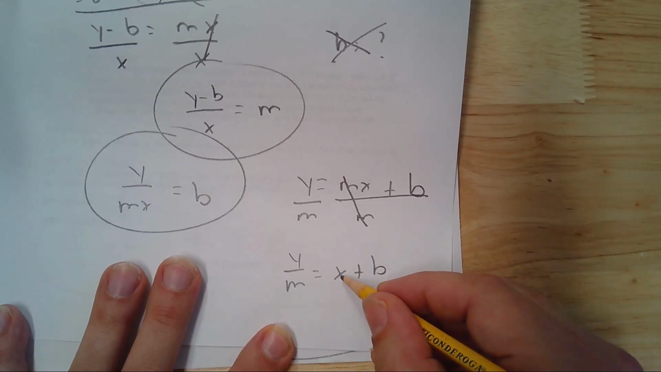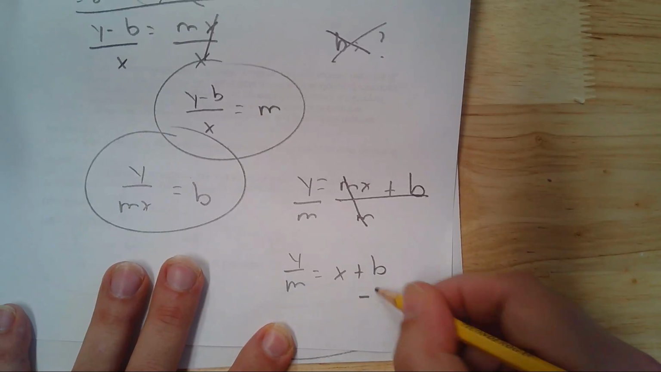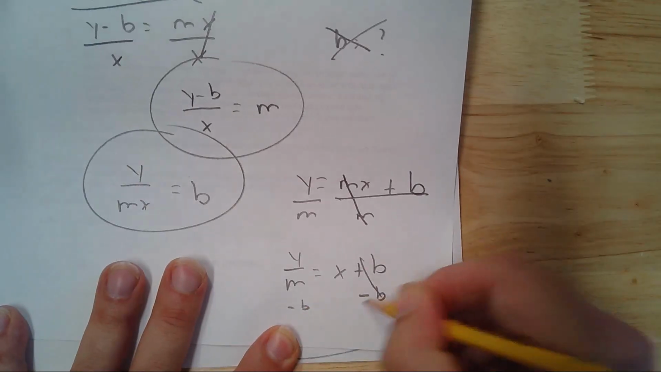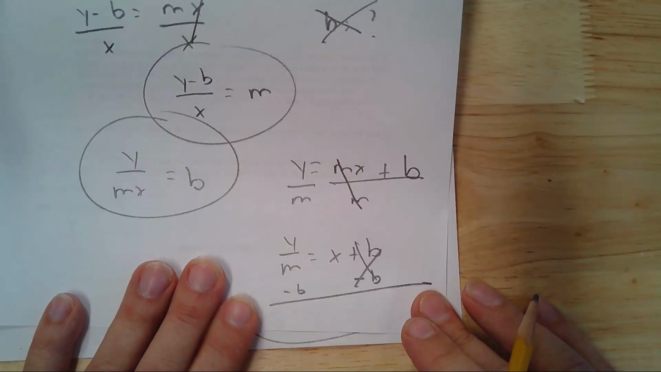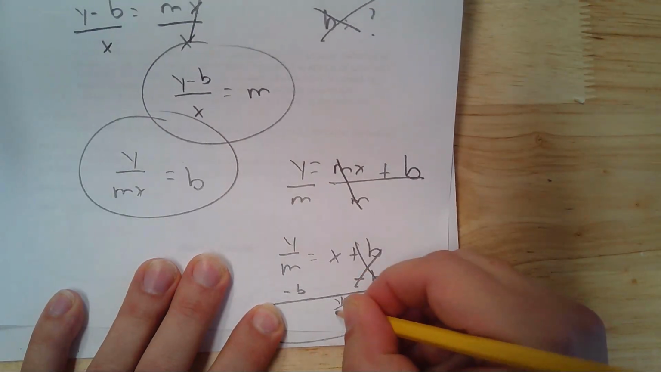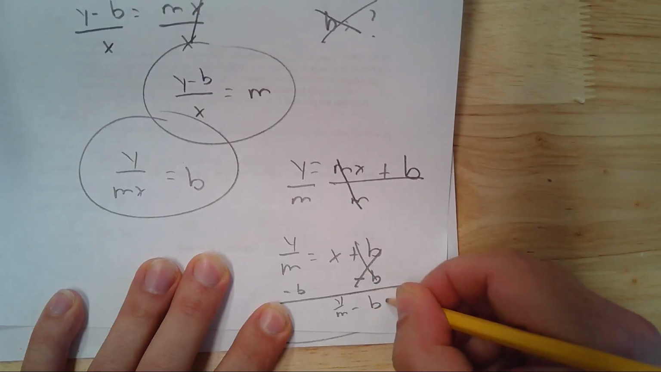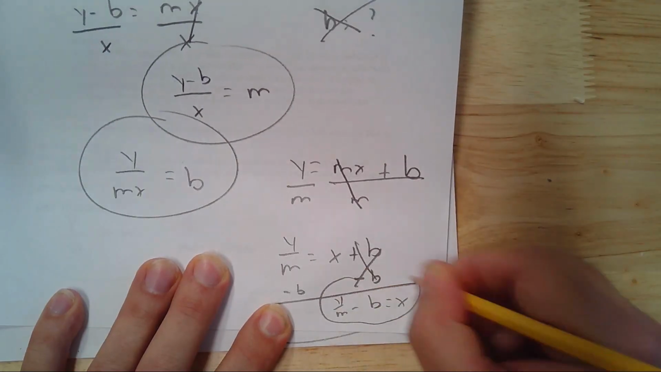Right, because what am I doing to x? I'm adding. How do I undo that? I subtract the b from both sides. So then my equation would be Y over M minus B equals X, right, just like that.